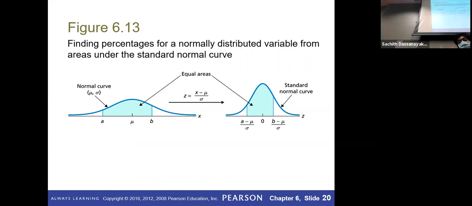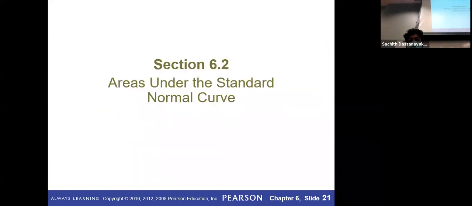Starting from this section, throughout this chapter, we are talking about the standard normal distribution, which means my variable has a normal distribution with mean 0 and standard deviation 1. This is what we call the standard normal distribution or standard normal curve.